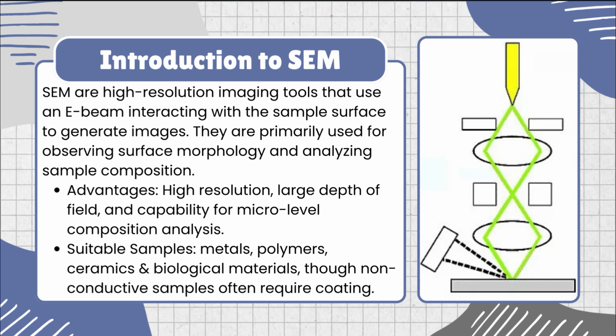I will state the principle. The E-beam scans the sample surface, and detectors collect secondary and backscatter electron signals to form high-resolution images. Next are the advantages: high resolution, large depth of field, and capability for micro-level composition analysis. Next are the suitable samples, including metals, polymers, ceramics, and biological materials, though non-conductive samples often require coating.